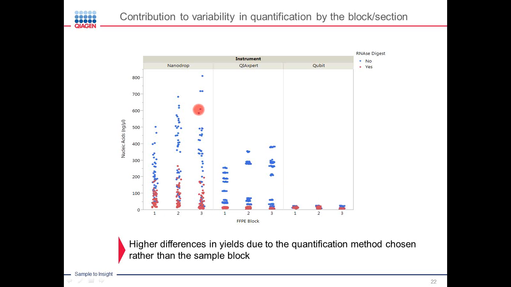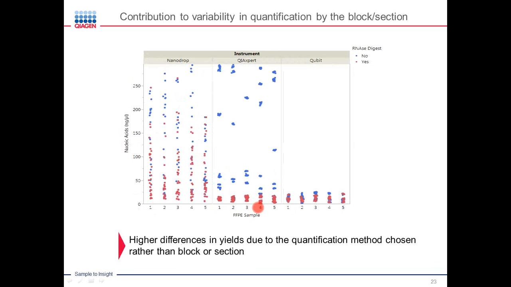So if you look at the different blocks, the picture looks more uniform for each of these measurement methods, compared to a comparison looking at these measurements versus these measurements versus these measurements. So higher differences in the yields measured are due to the quantification method chosen rather than the sample block.